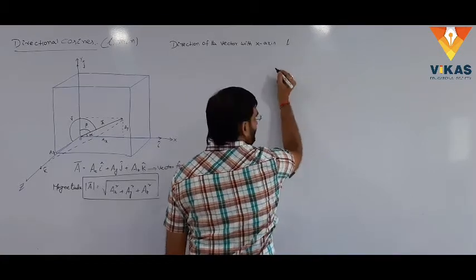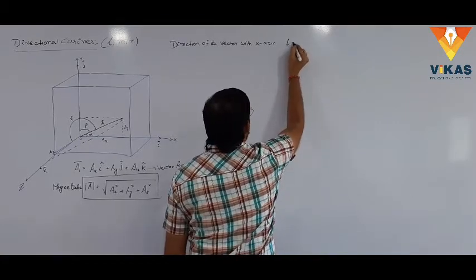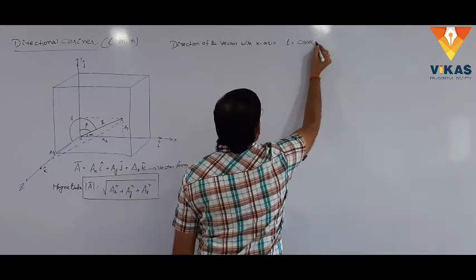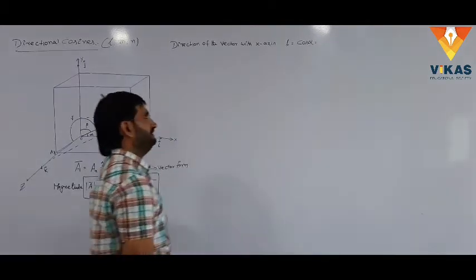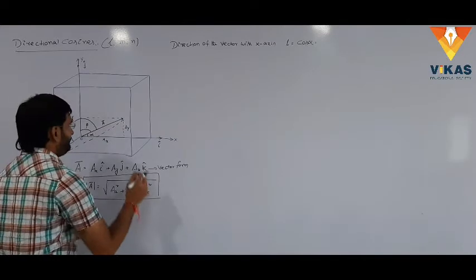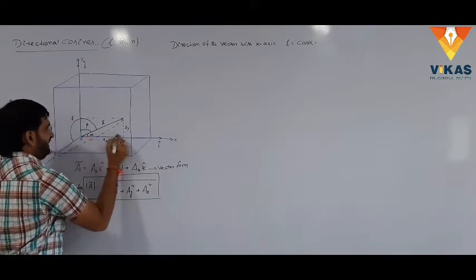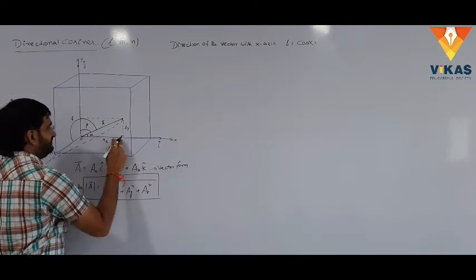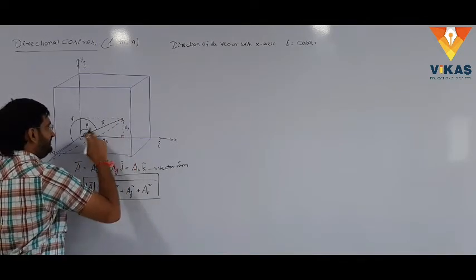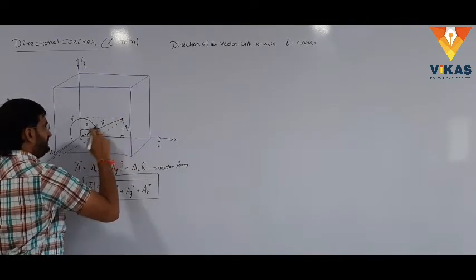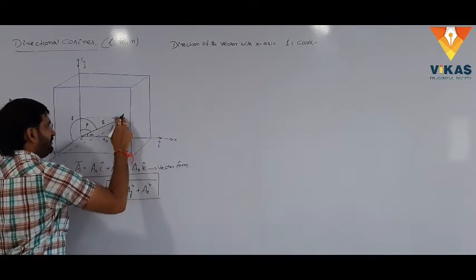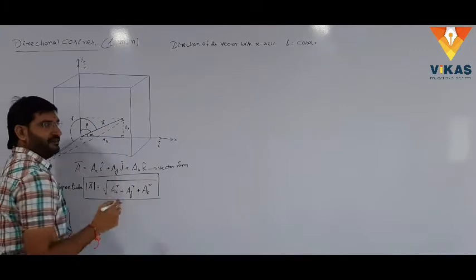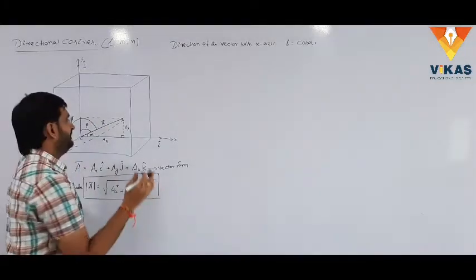The first directional cosine is represented with l equal to cos alpha. What is the value of cos alpha here? This is the right angle triangle. It is the adjacent side, it is the opposite side, this is the hypotenuse. If the line segment with arrow is a bar, the length of the line segment is a bar modulus. Modulus is nothing but length.